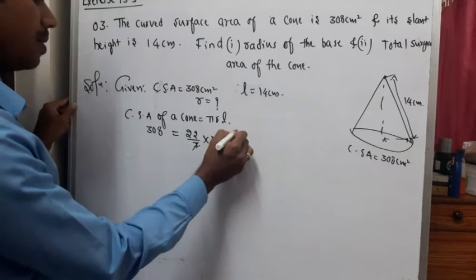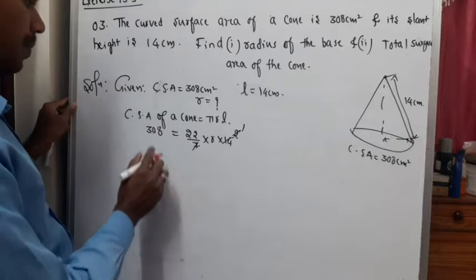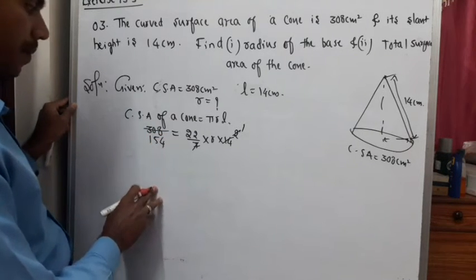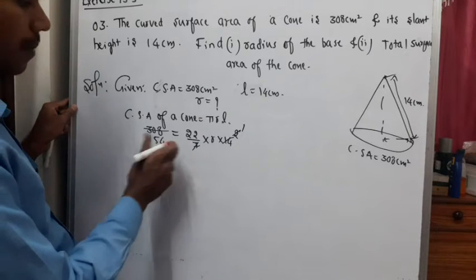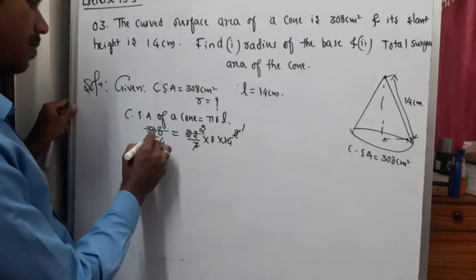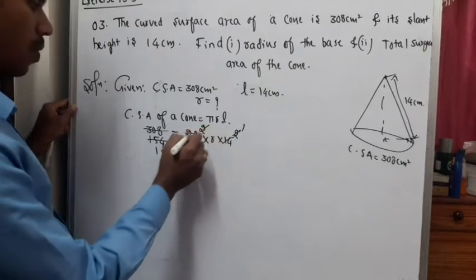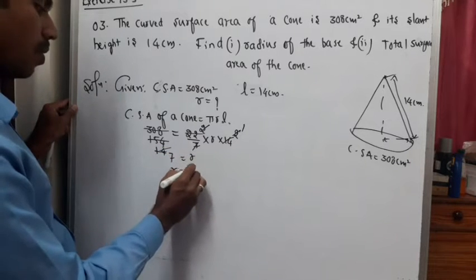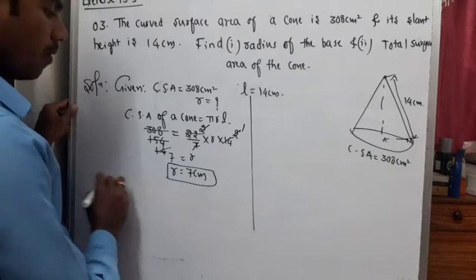7 twos are 14, so 2 ones are 2, 2 ones are 2. 2 fives are 10, 2 fours are 8. Fine. 11 multiplied, 11 twos are 22, 11 ones are 11, 11 fours are 44. So R is equal to 7 centimeter. We should be careful while simplifying.